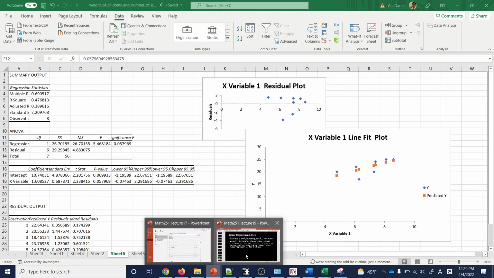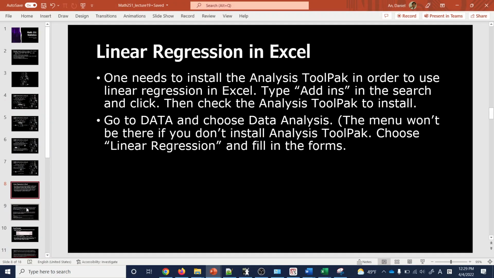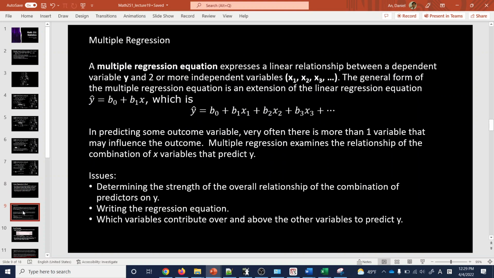Okay, now let's move to today's new topic, multiple regression. A multiple regression expresses a linear relationship between a dependent variable y and two or more independent variables. The general form of the multiple regression equation is an extension of the linear regression equation, b0 plus b1x, which is, as you can see, you have more than one predictor, right?